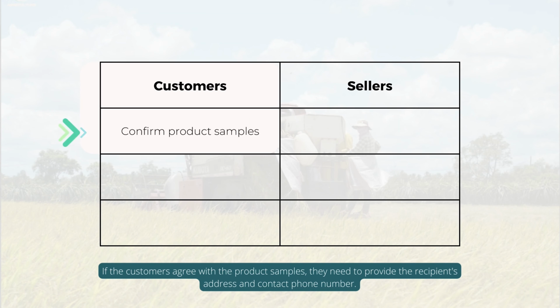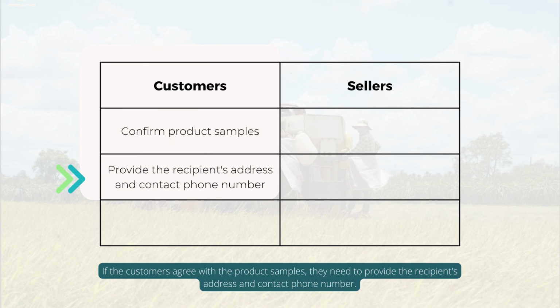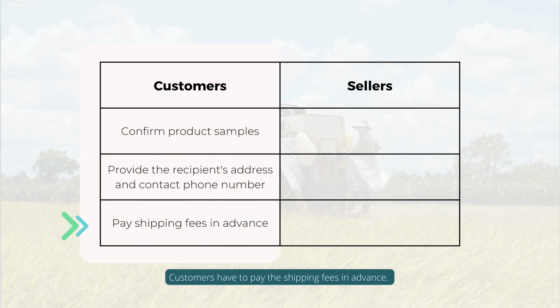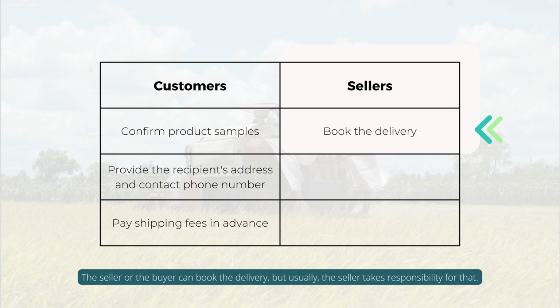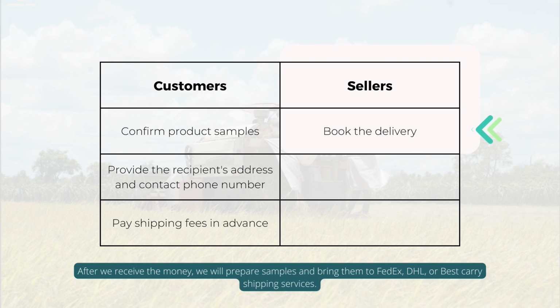If the customers agree with the product samples, they need to provide the recipient's address and contact phone number. Customers have to pay the shipping fees in advance. The seller or the buyer can book the delivery, but usually the seller takes responsibility for that. After we receive the money, we will prepare samples and bring them to FedEx, DHL, or Best Carrier shipping services.